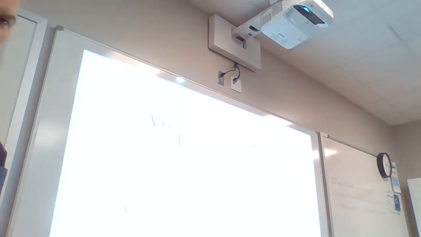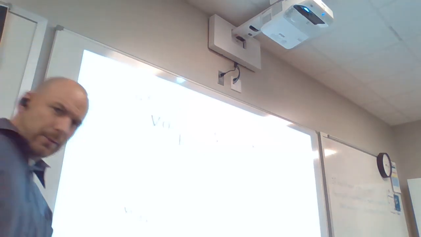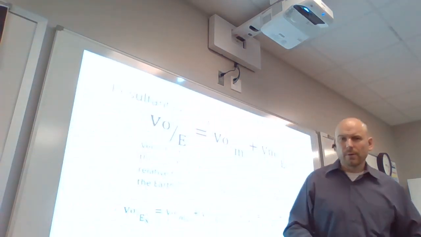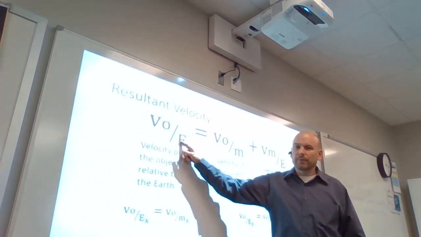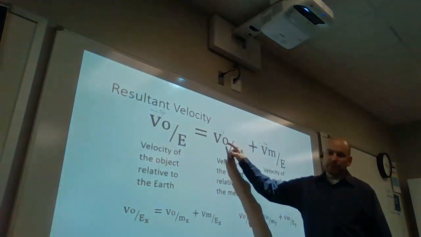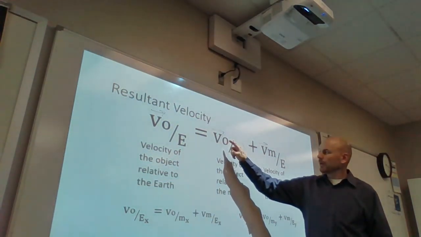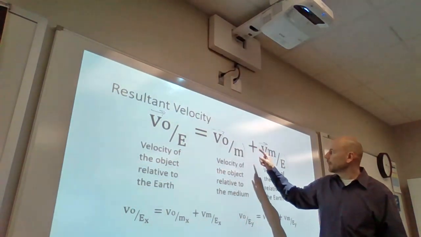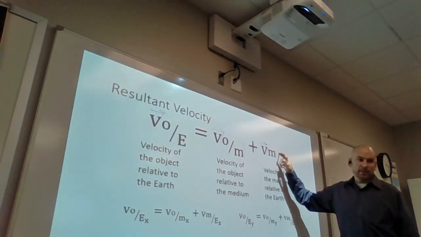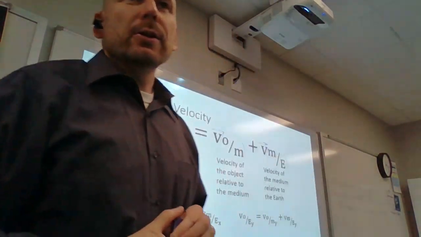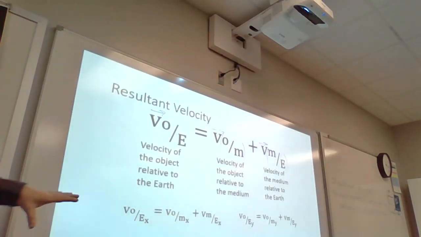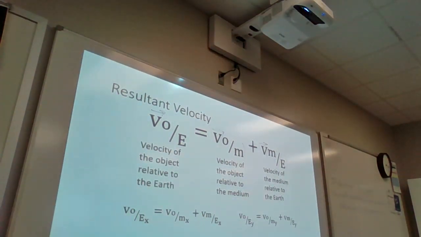The equation for relative velocity: the velocity of the object relative to the Earth is equal to the vector sum of the velocity of the object relative to the medium plus the velocity of the medium relative to Earth. Because they're vectors, we can break them up into the x and y components. You could do the z component if you really wanted to, but it's not necessary.